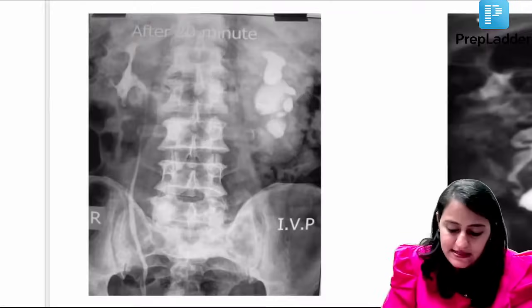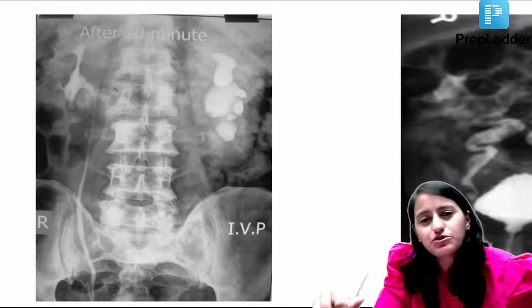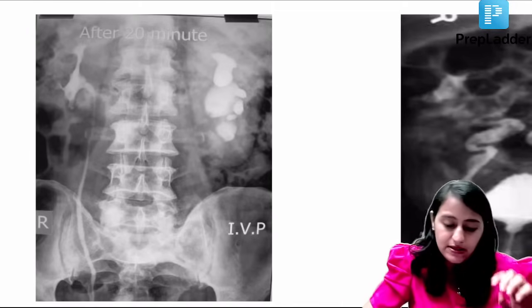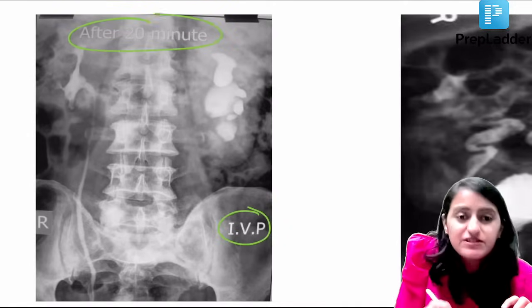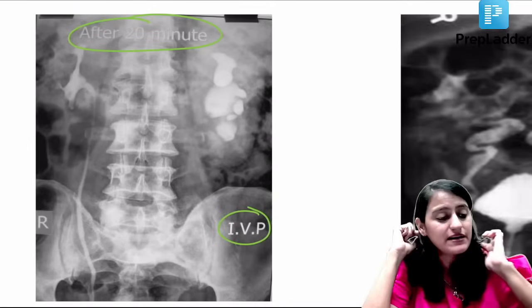Going to next one, suppose this image comes in the exam. Look at the image carefully. Always try to read if there is anything written on the image. What is written on the image? There are important clues given in the image. It's an IVP after 20 minutes. So that's a major clue to tell you what condition they are talking about.